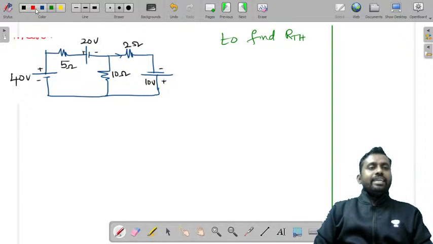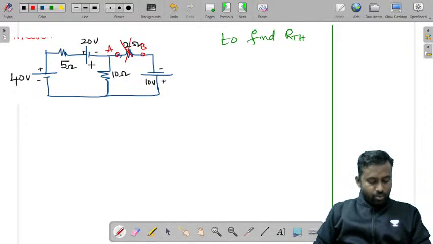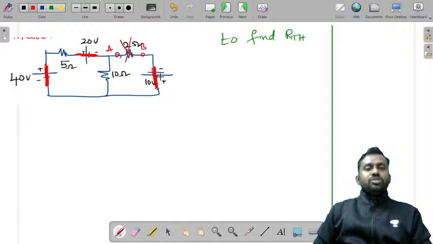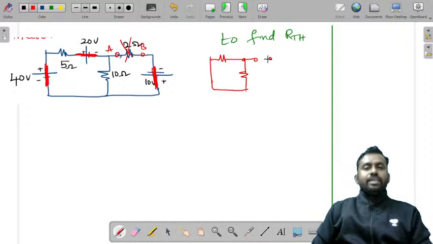See, how do you find RTH? The procedure is remove the load and mark the terminals A and B and make the sources equal to 0. As I have just told you, if there is an independent voltage source, make it a short circuit, and if there is an independent current source, make it an open circuit. If you observe, there are three independent voltage sources, so we have to short circuit these. If you short circuit, you'll get this resistor, this one more resistor, and this is an open, and this is again a short. Now if you observe these A and B terminals, the resistance here is RTH.